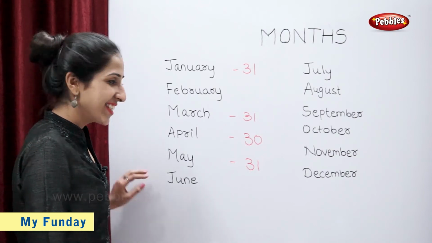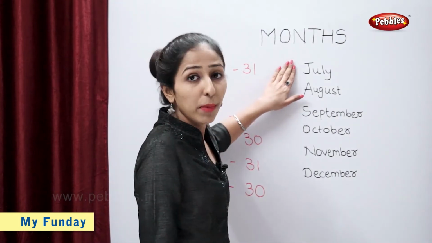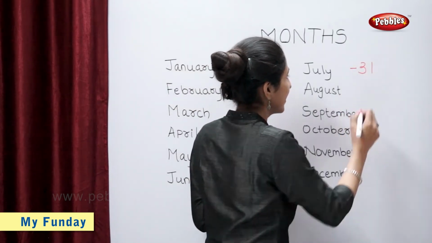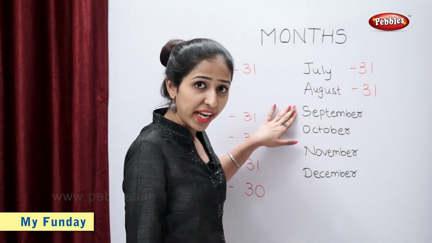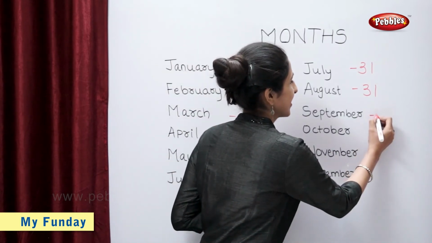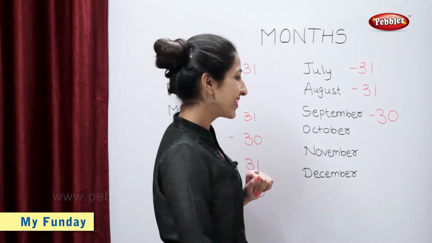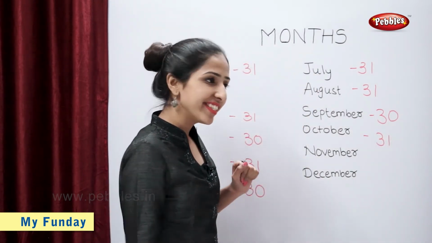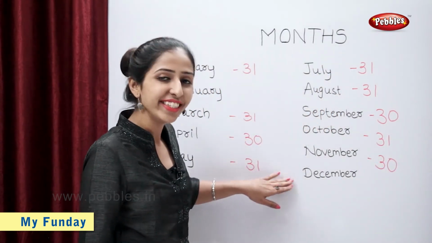June has 30 days. The month July has 31 days. August has 31 days. September has 30 days. October has 31 days. November has 30 days. And December has 31 days.